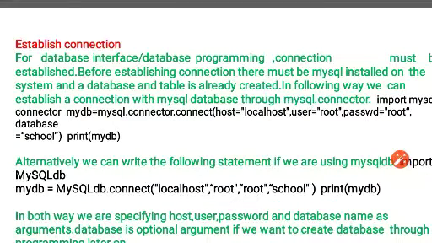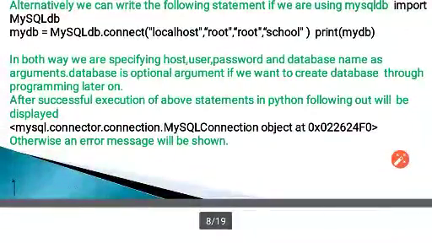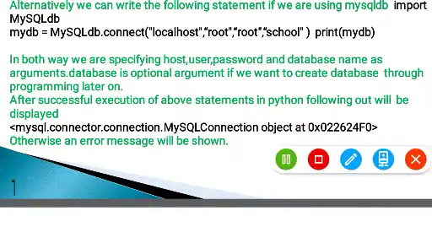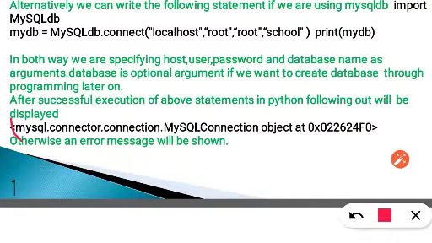This database equal to school means you have to already create a database in your MySQL named school, and then print mydb. When running this whole code in your shell, if it provides you a result, basically this one, mysql.connector connection, then you have to understand that the connection is purely correct. The connection has been executed properly.